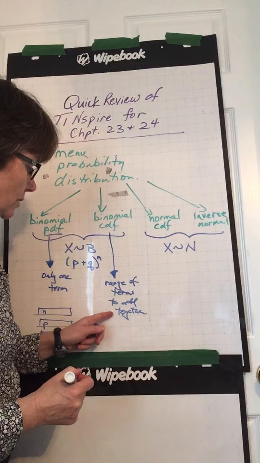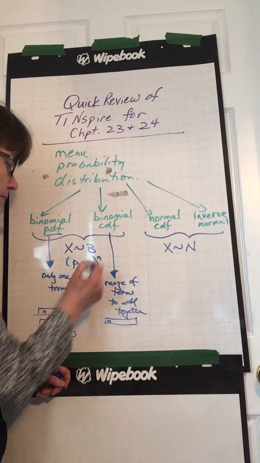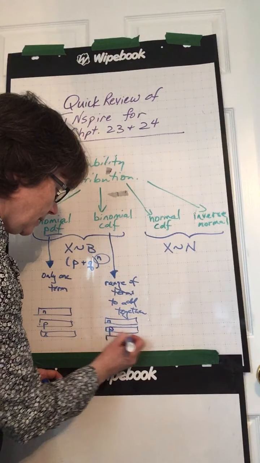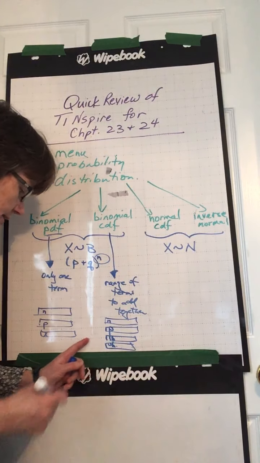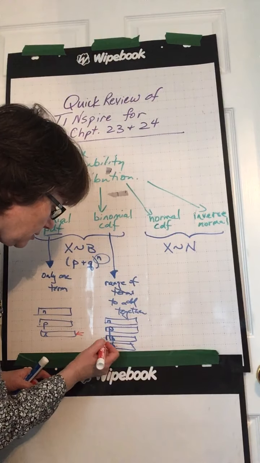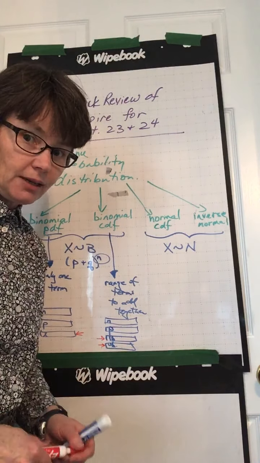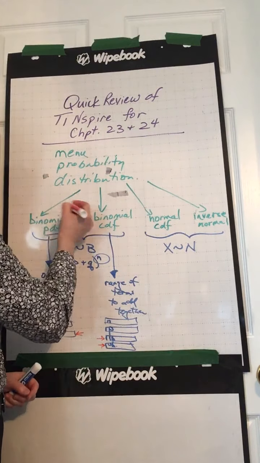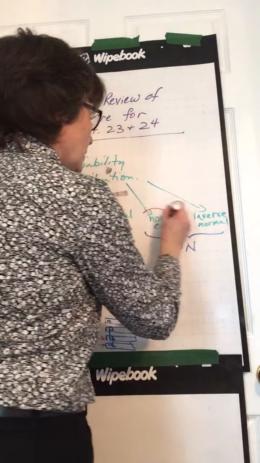For a range of terms to add together, when your pop-up screen comes, you're going to have your n, how many trials again. You'll have your probability of success again, and then your lower bound and your upper bound. Remember, these values can only be integers, because with discrete random variables we are counting things. In both of these we are counting. Over here, we are measuring.